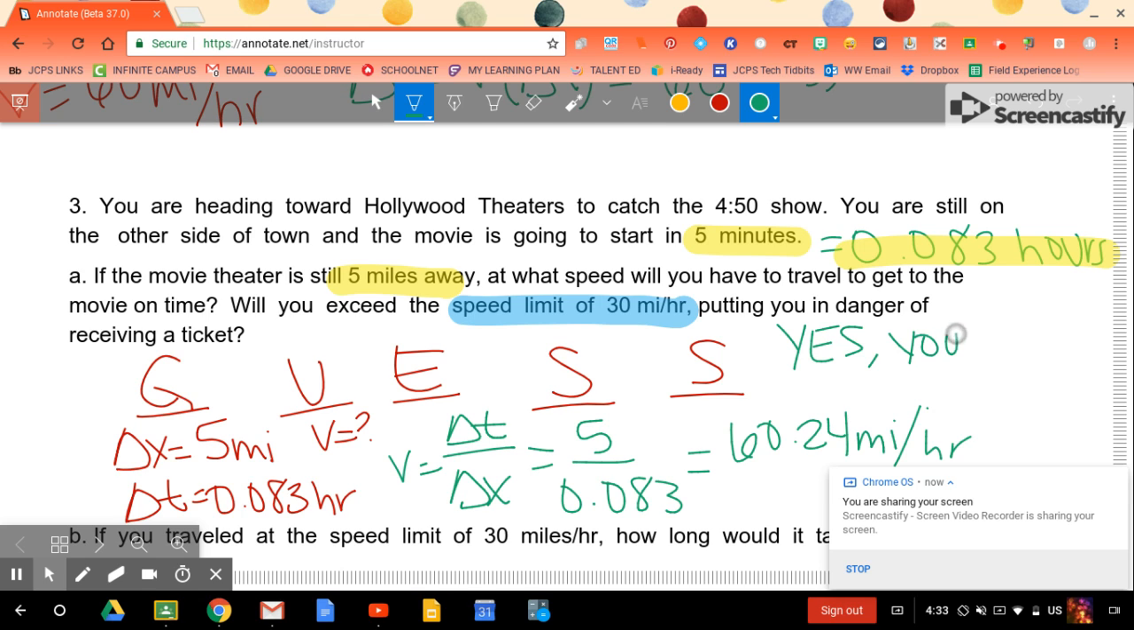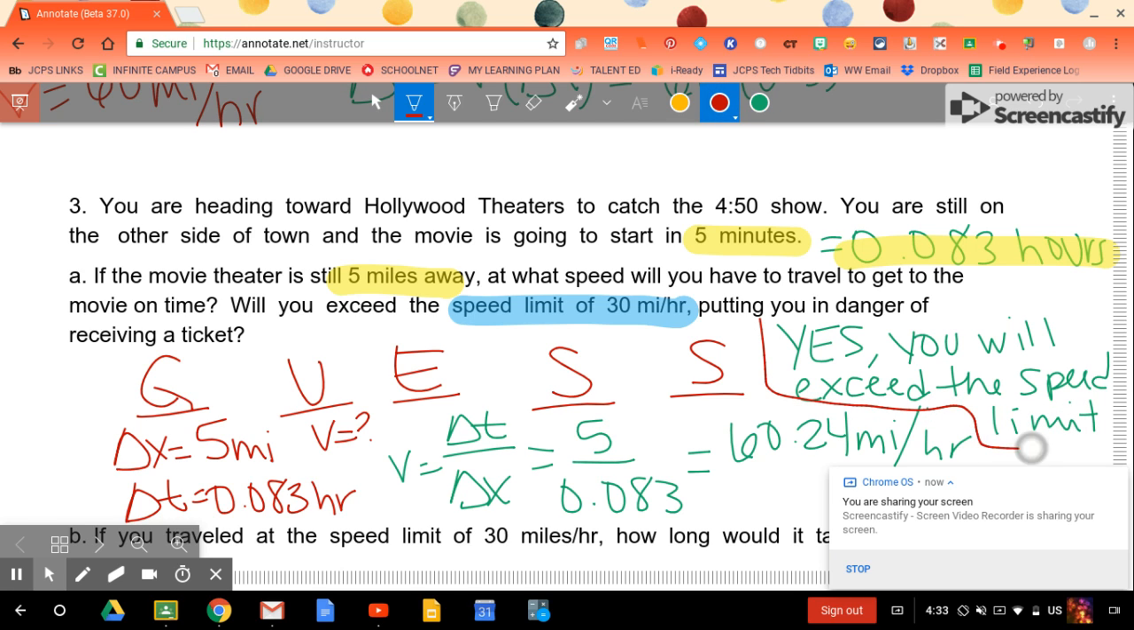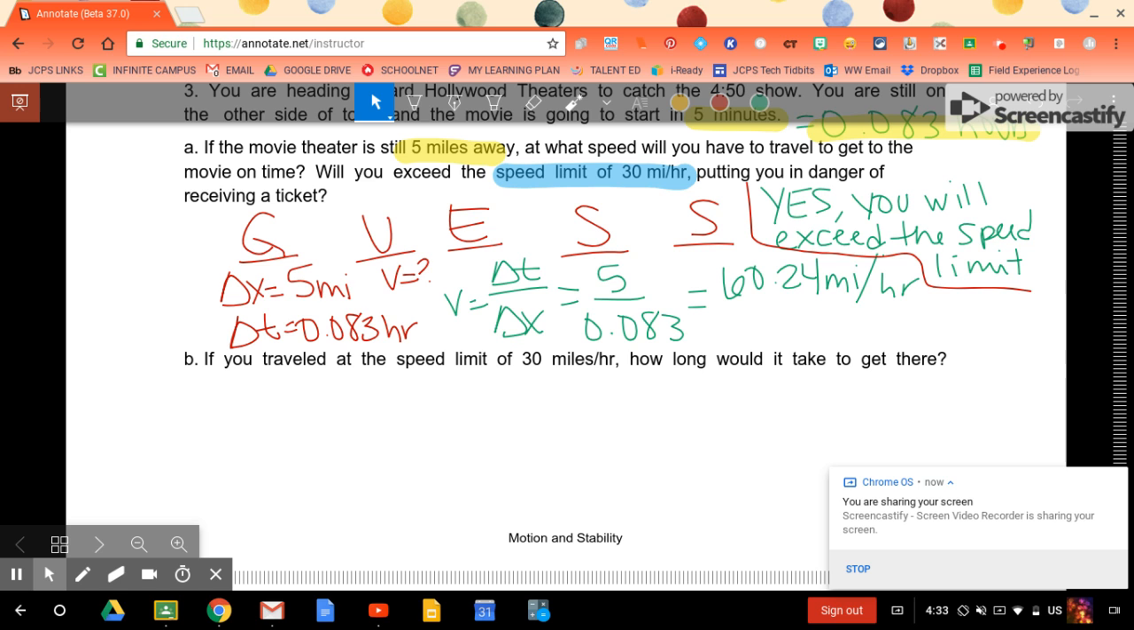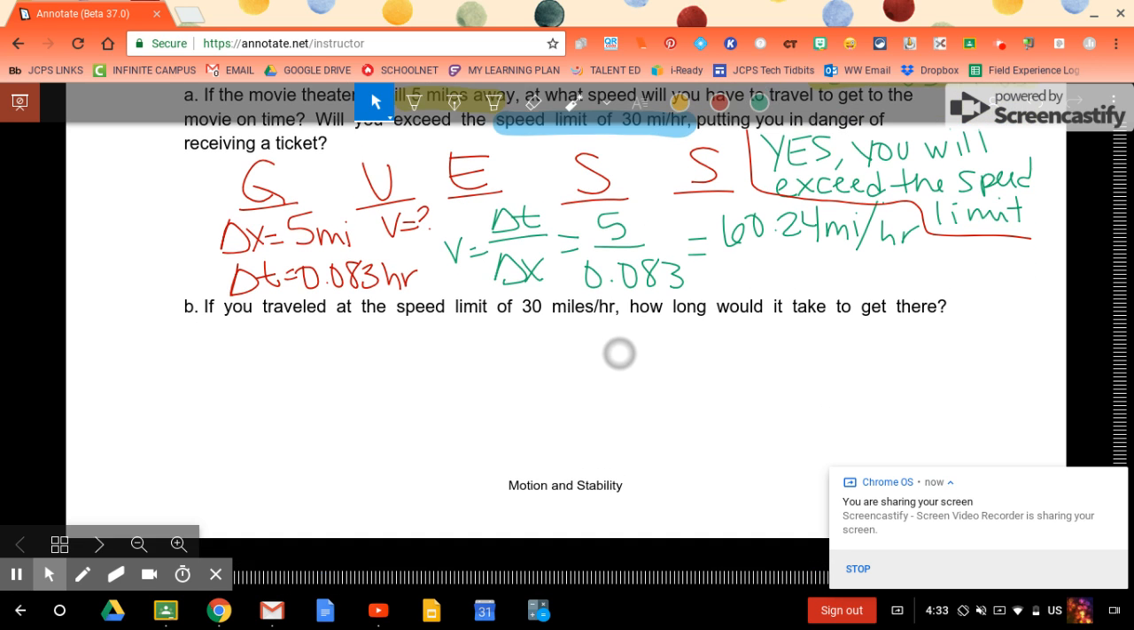So if you can't tell, yes, you will exceed the speed limit. Scratch that in. So that is the first part of that question. So you will exceed the speed limit because you're going 60 miles per hour. So you're going pretty much double the speed limit.